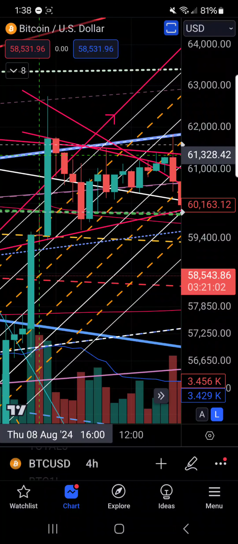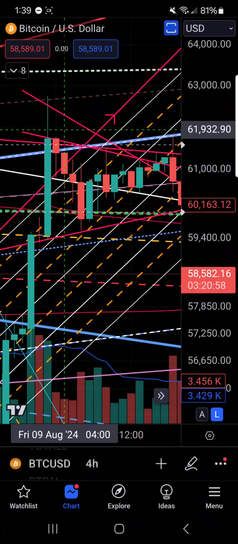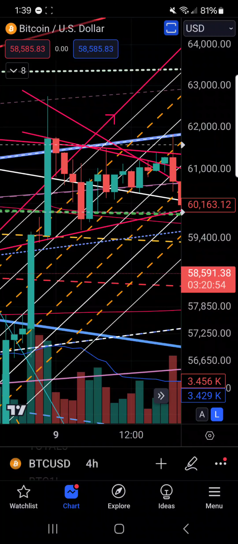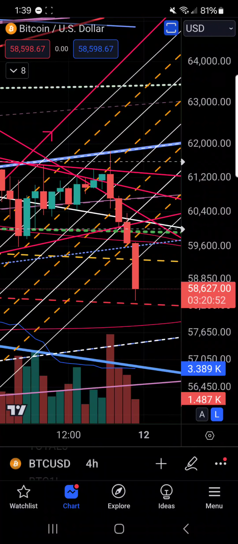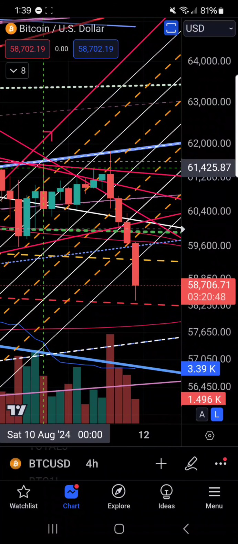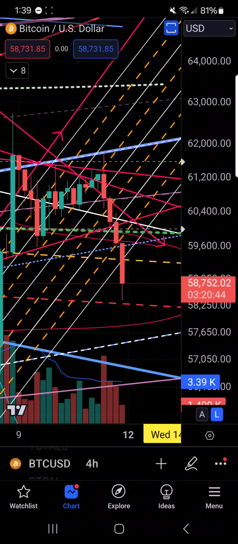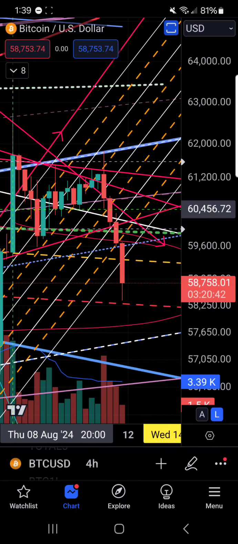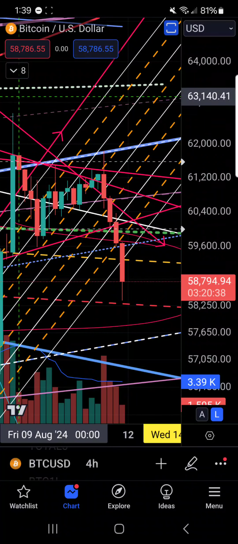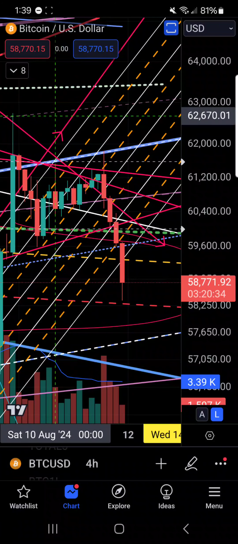And then we tried to hold the blue channel right here and couldn't, and then tested it as support. I think this is where we currently are. Yeah, this has been resistance here since Thursday. We tried to break through it, couldn't. And where did we go when we had this wick? We wicked right up to that dashed line.